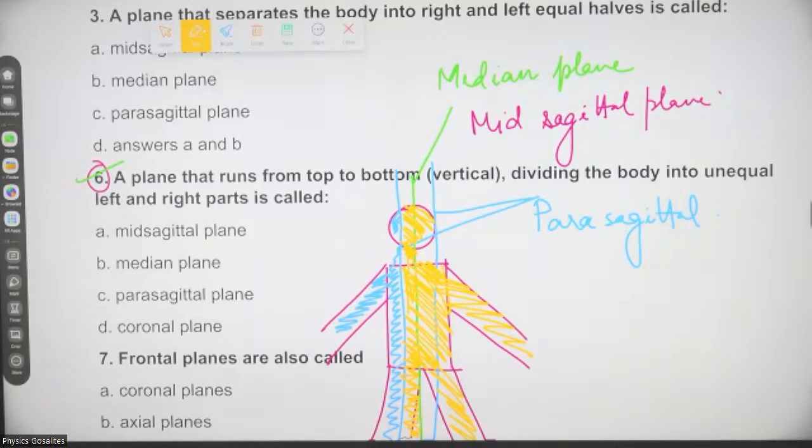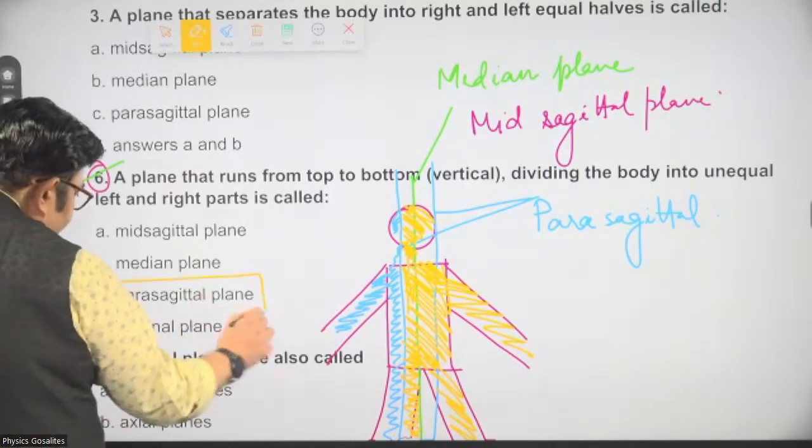Beta, you can see that here the blue and yellow sides are not equal, and then we got the answer: unequal left and right parts, and this is the parasagittal plane. So the correct answer to question number 6 is C. I think it makes sense.